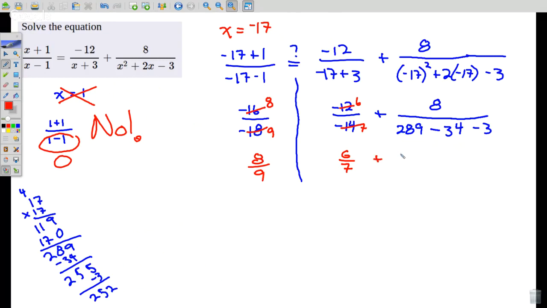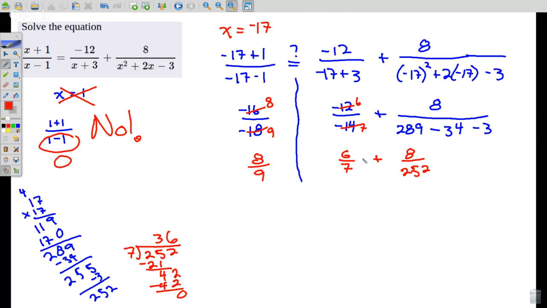So then I have plus 8 over 252. All right, let's hope 7 goes into 252. Let's check that out and make it easier. 7 goes into 25 3 times. 3 times 7 is 21. 25 minus 21 is 4. And then 2, yes. 7 goes in there 36 times, because 6 times 7 is 42.